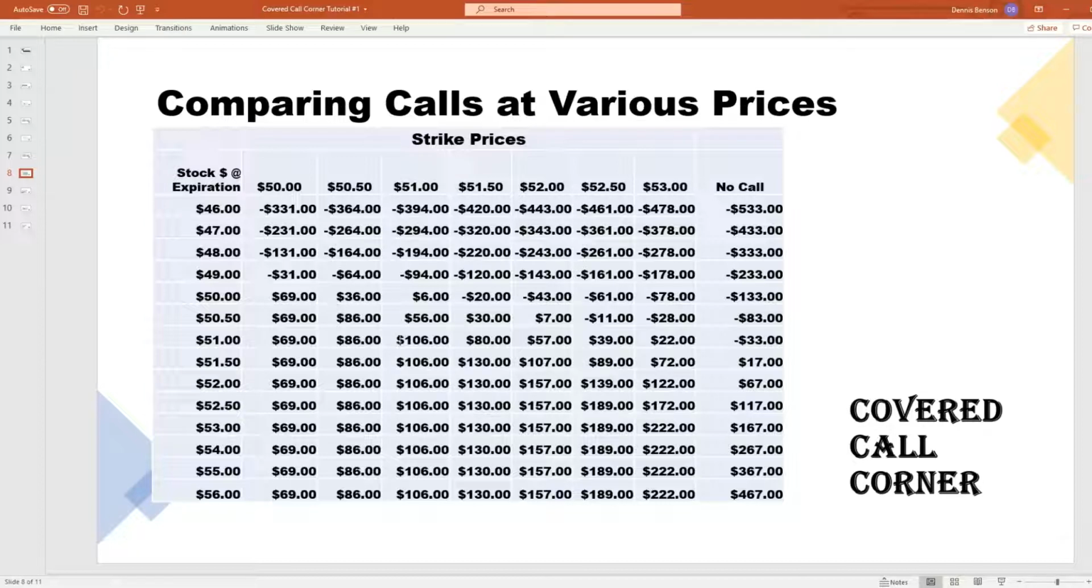And you can see that it follows this diagonal. The 51 strike is best at the 51, 51 and a half is best at 51 and a half, 52 is best at the 52, and so on and so forth.